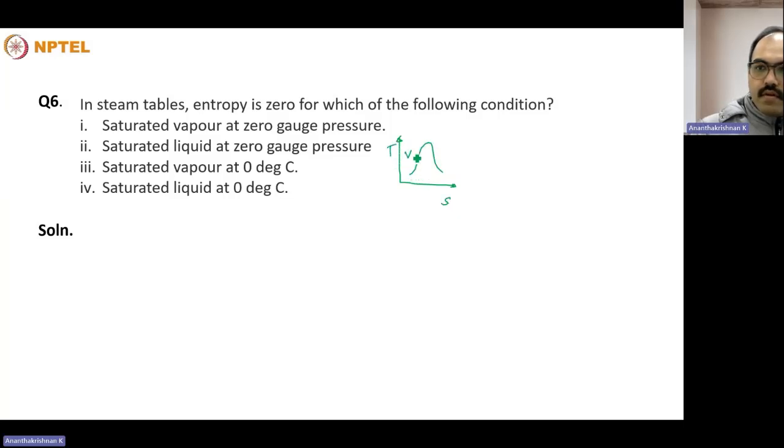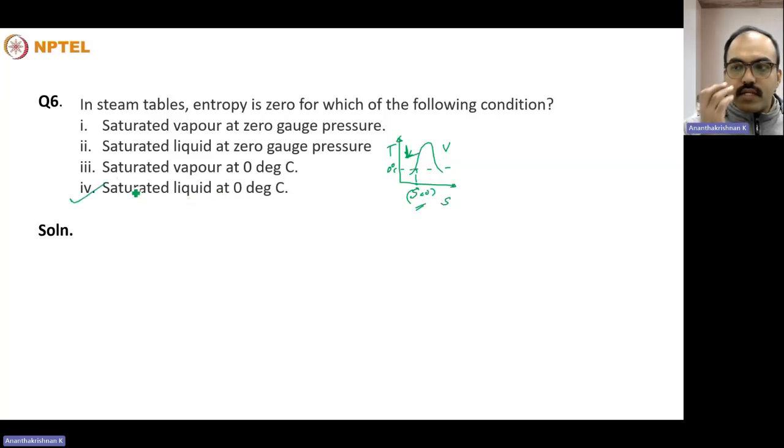The TS diagram, this is the liquid condition vapor. So this is corresponding to 0 degrees Celsius. What will be the entropy? It has got nothing to do with the pressures, but it has got to do with the temperatures. It is at 0 degrees Celsius in the liquid that is considered the datum point, where the entropy will be equal to 0. And every other point's entropy will be calculated with respect to this datum point. So the answer is saturated liquid at 0 degrees Celsius.